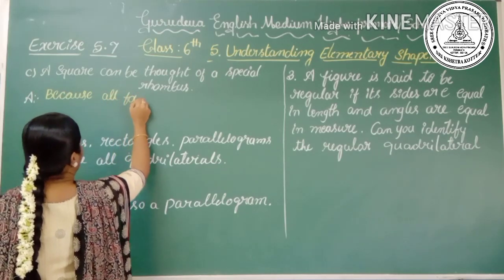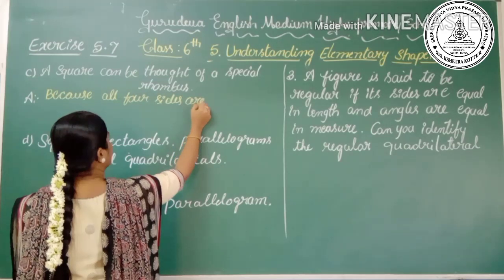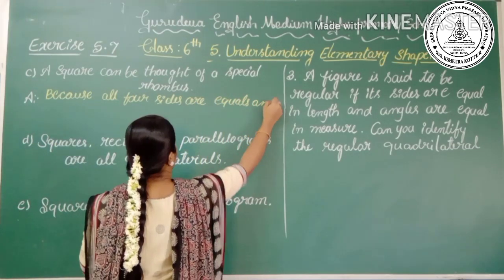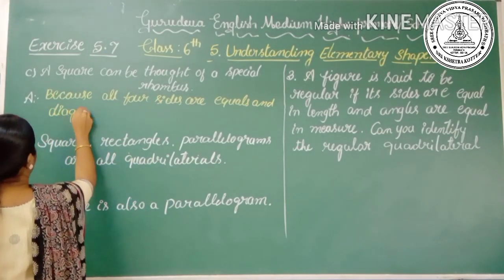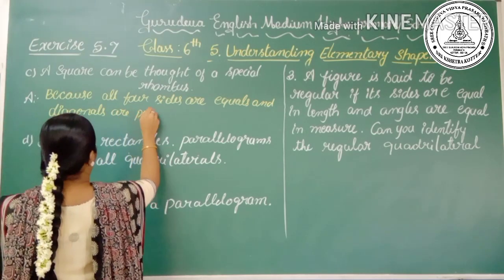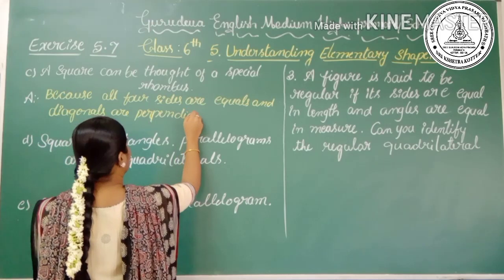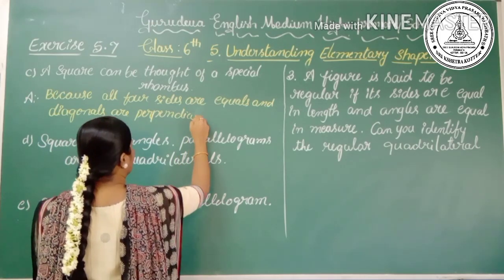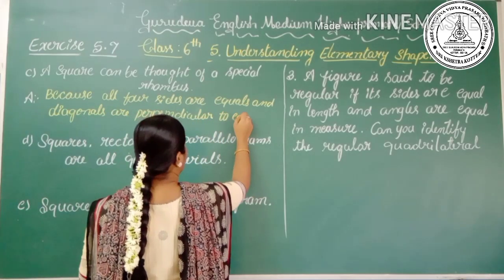Because all four sides are equal and diagonals are perpendicular to each other.